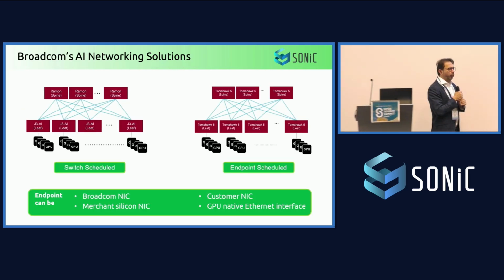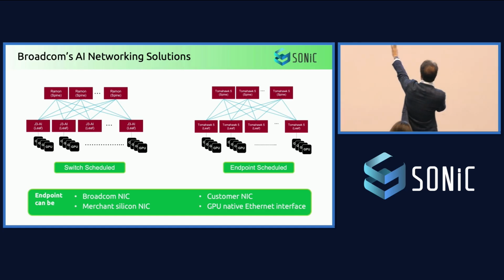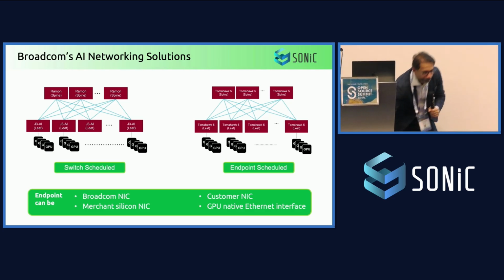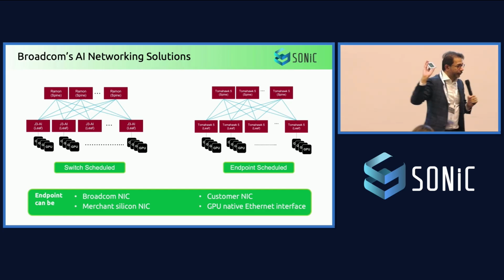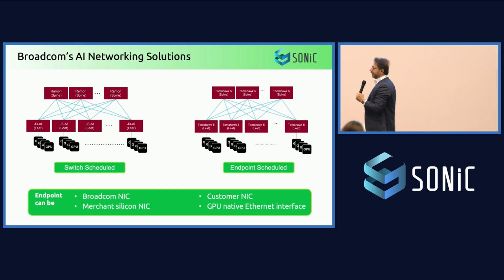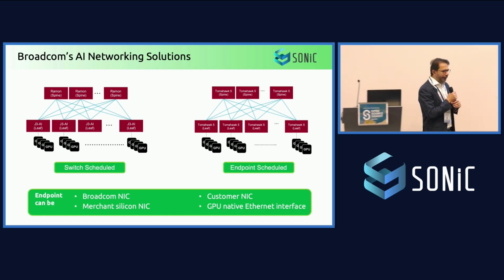Now, these are the two different solutions that we provide from the Broadcom side. The one on the left-hand side is the Jericho 3 AI that I already showed you. The other one is Endpoint Scheduled Fabric. We introduced this with Tomahawk 5. This is the solution which is enabled on SONiC. This is probably the most deployed backend fabric out there at the moment.